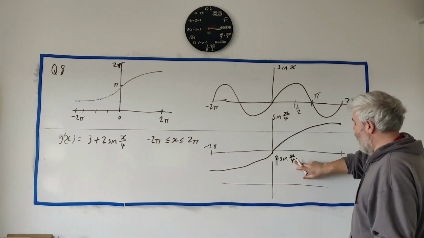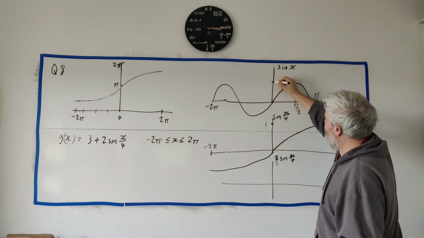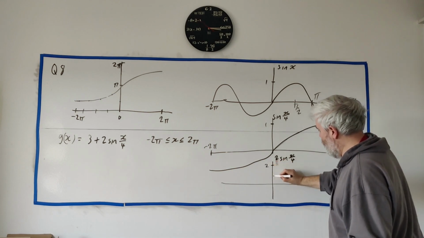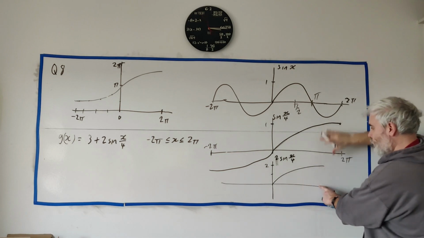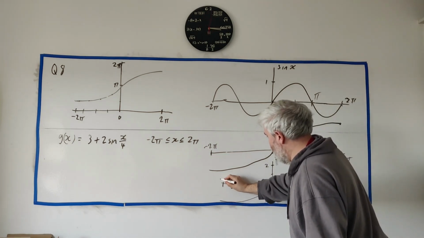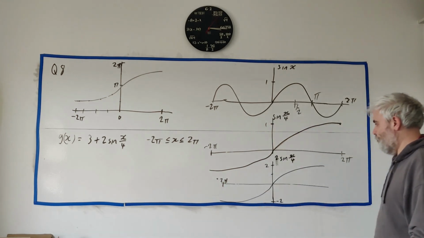2 times sine of this is this, the height of this was 1. Height here was 1. 2 times it will end up going up to 2. There's 1 down here. And it will look the same, it will just get stretched up. And that'll go down to 2 pi. And that'll go down to minus 2.